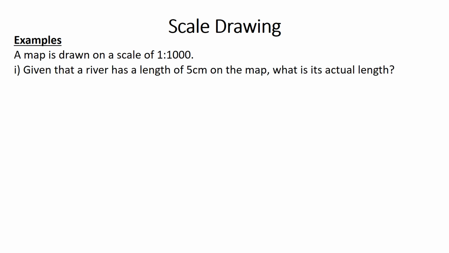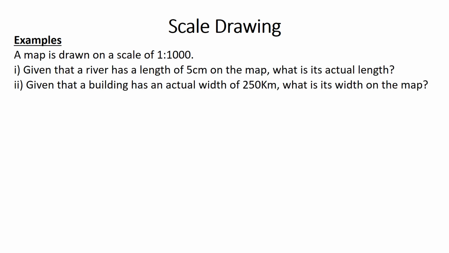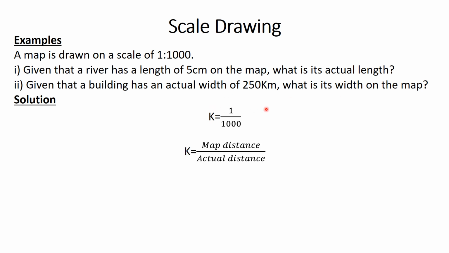So the same question, but this time concentrate on question 2, which says, given that a building has an actual width of 250 kilometers, what is its width on the map? So this is opposite. The actual building has a width of 250 kilometers. What is its width on the map? So here's the solution. K, we know it's this one, and the formula for K is map distance over actual distance. Map distance is the one we're looking for. Actual distance is 250 kilometers.